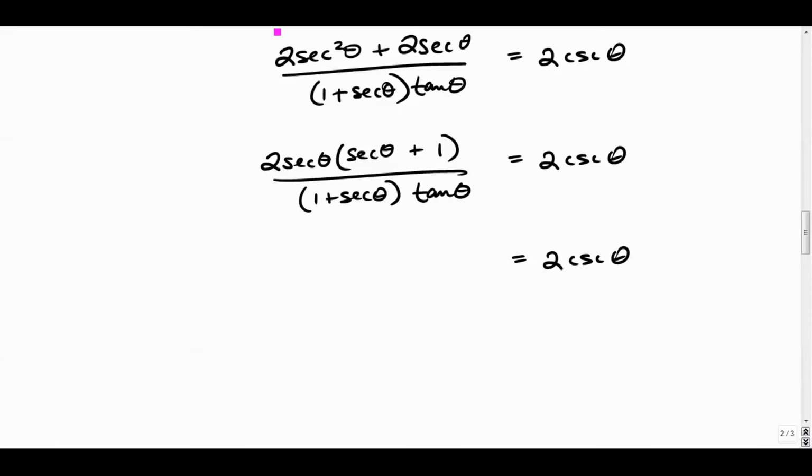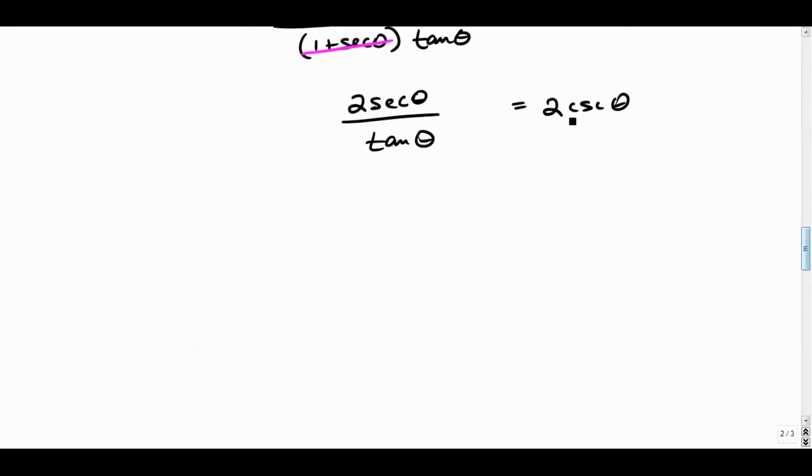And look at this, we have a cancellation. Secant theta plus 1, 1 plus secant theta. They're the same thing. Cancel them out. My numerator is 2 secant theta. My denominator is tangent of theta. I need to get that to be 2 cosecant theta.